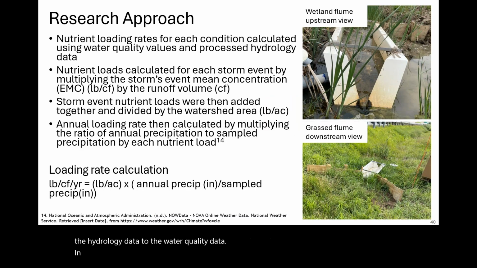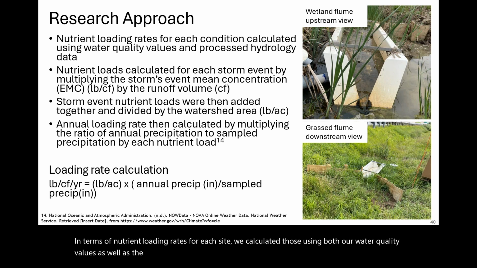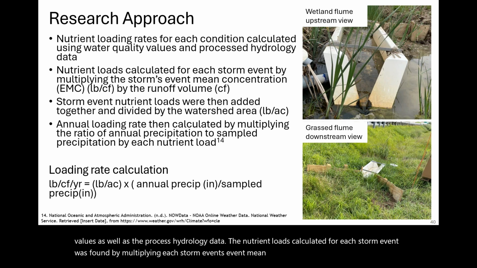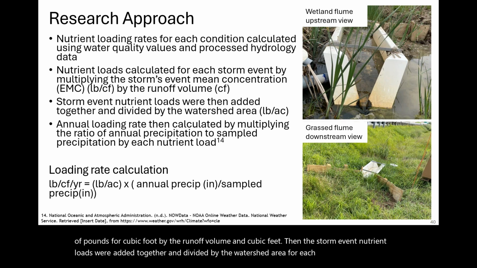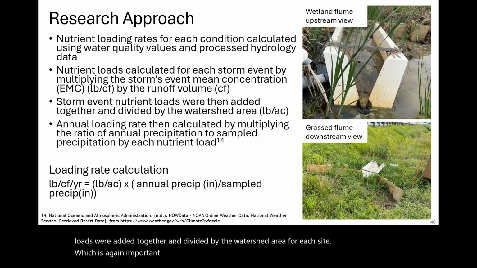In terms of nutrient loading rates for each site, we calculated those using both our water quality values as well as the processed hydrology data. The nutrient load calculated for each storm event was found by multiplying each storm event's event mean concentration, which we put in terms of pounds per cubic foot, by the runoff volume in cubic feet. Then the storm event nutrient loads were added together and divided by the watershed area for each site, which is again important because we delineated that using block methods so we can know the watershed area.